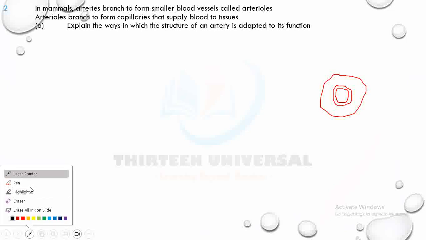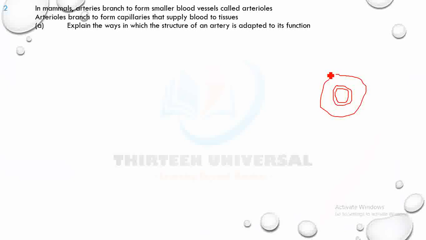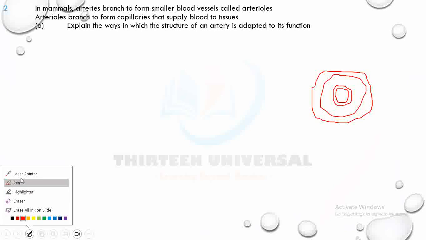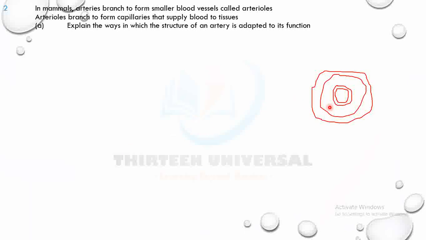If you look at the tunica externa, that's the outermost layer. The outermost layer has collagen fiber and elastic fiber. Collagen fiber and elastic fiber play an important role together. This is the tunica externa, tunica media, tunica intima. So they prevent the artery from bursting or rupturing due to high pressure. We have a lot of elastic fiber and of course collagen.